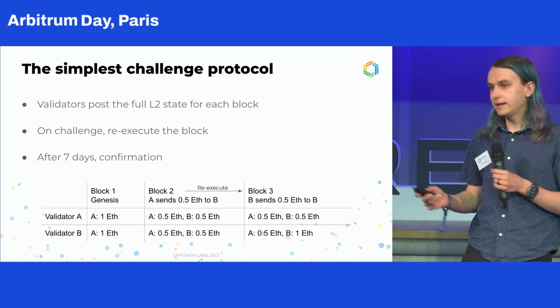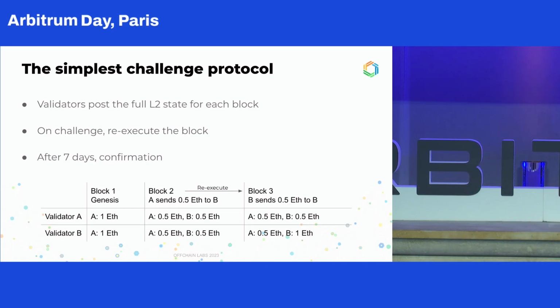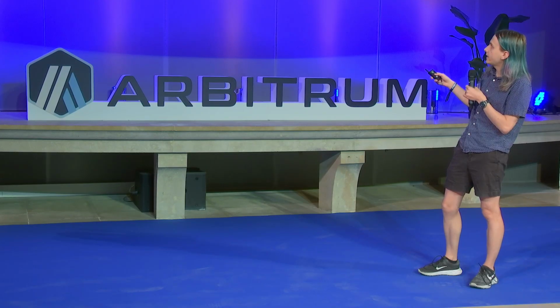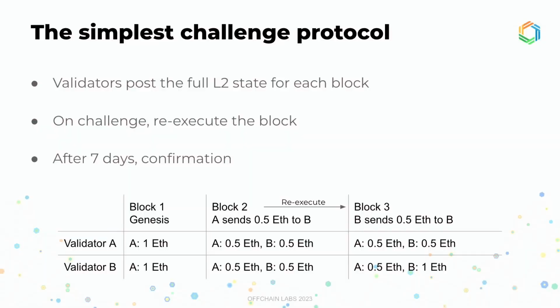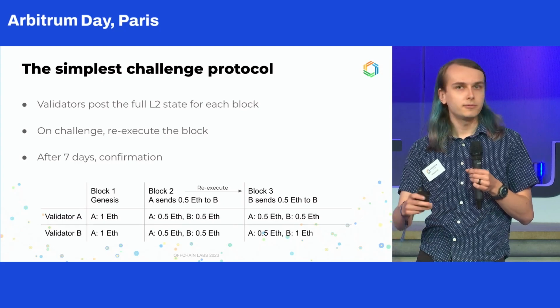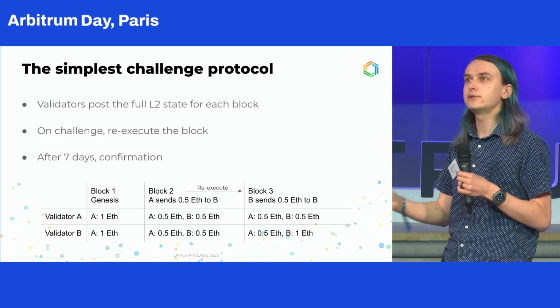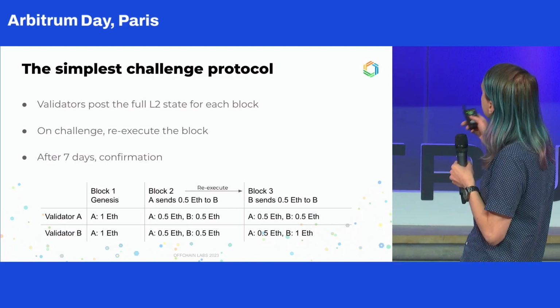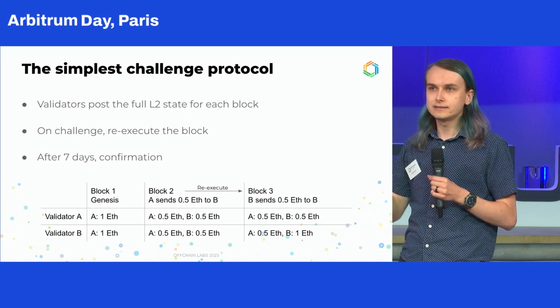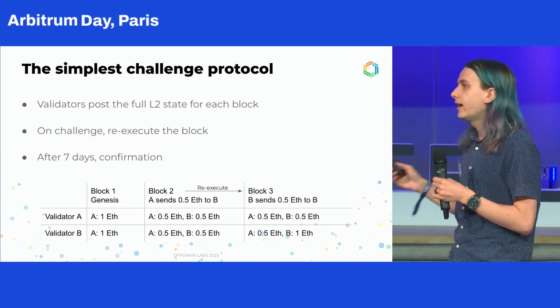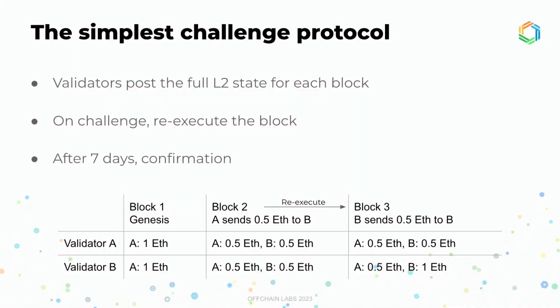So a validator might say that as of block 1, the Genesis block, let's say the validators agree that A has 1 ETH. And then let's say at block 2, A sends 0.5 ETH to B. Remember that that's a transaction that's not governed by the challenge protocol. That's part of the inbox. So by the time the challenge protocol takes effect, everyone, including layer 1 Ethereum, already has this transaction here. That's in the inbox, and it can't be challenged. But what can be challenged is this state here.